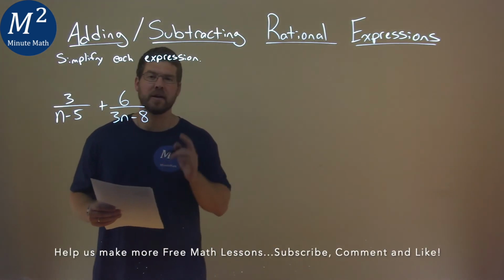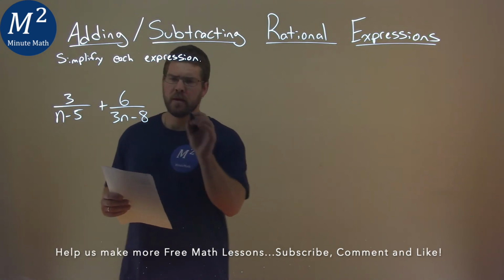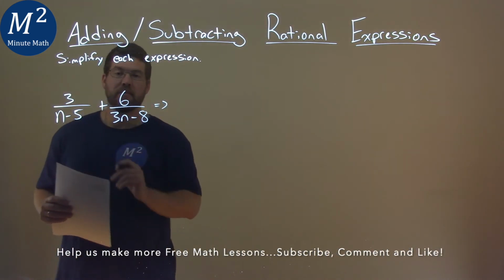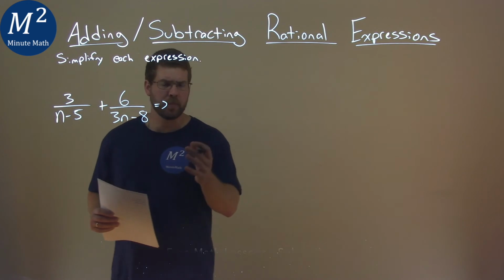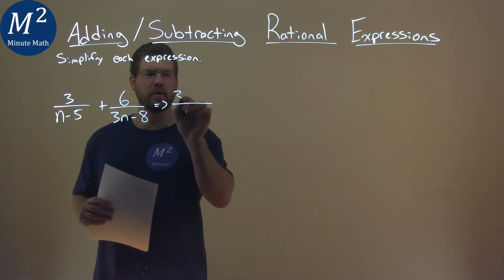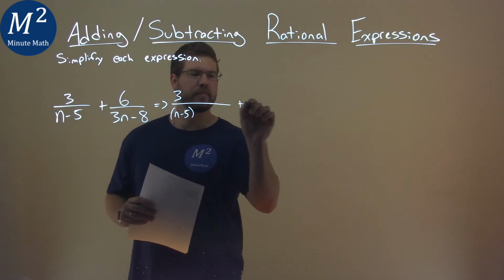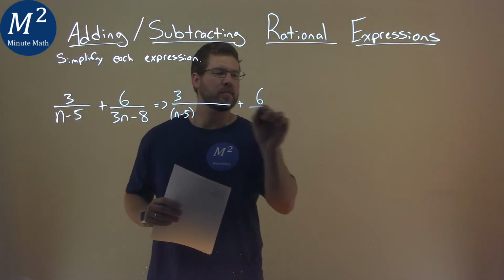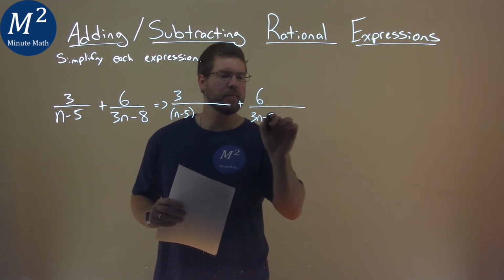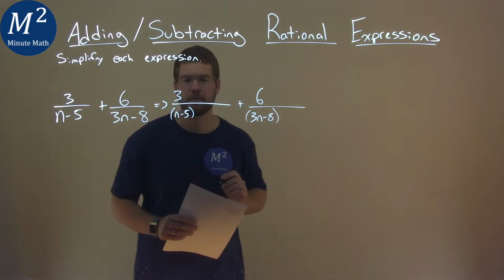We're given this problem right here, 3 over n minus 5 plus 6 over 3n minus 8. And we've got to simplify this expression. Well, we want to have the same denominator here, and we don't. So I'm going to rewrite this problem, 3 over n minus 5 here, give myself some space. Same thing with the 6, 6 over 3n minus 8, give myself some space.